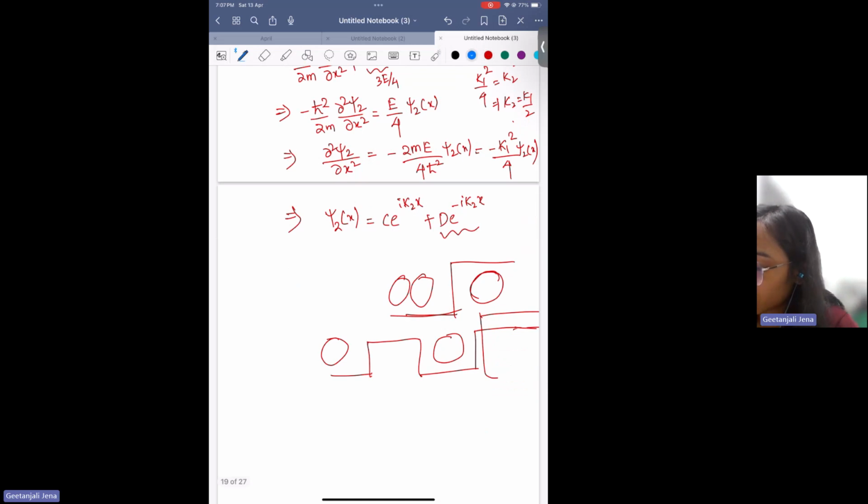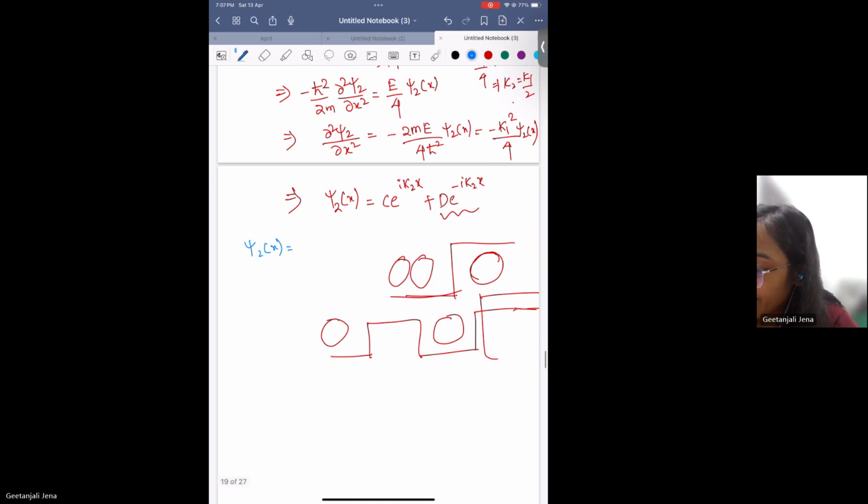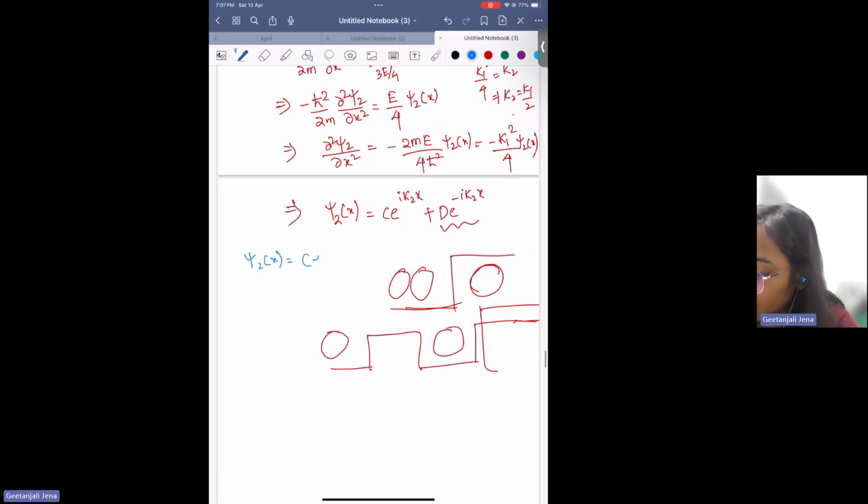So for region 2 we only have C e to the power i k2 x.